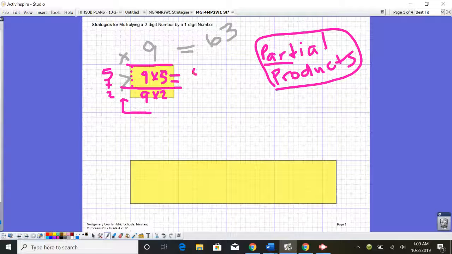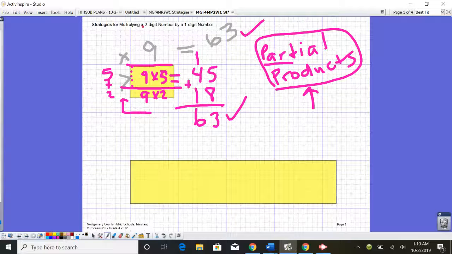We know that 9 times 5 is 45, which means there are 45 yellow squares above the line. And 9 times 2 is 18, which means there are 18 squares below the line. When I add them back together, I actually do get 63. So even though I already knew my basic fact, what I'm trying to show you is that we are going to use a strategy called partial products today to solve arrays that don't have basic facts that we know.